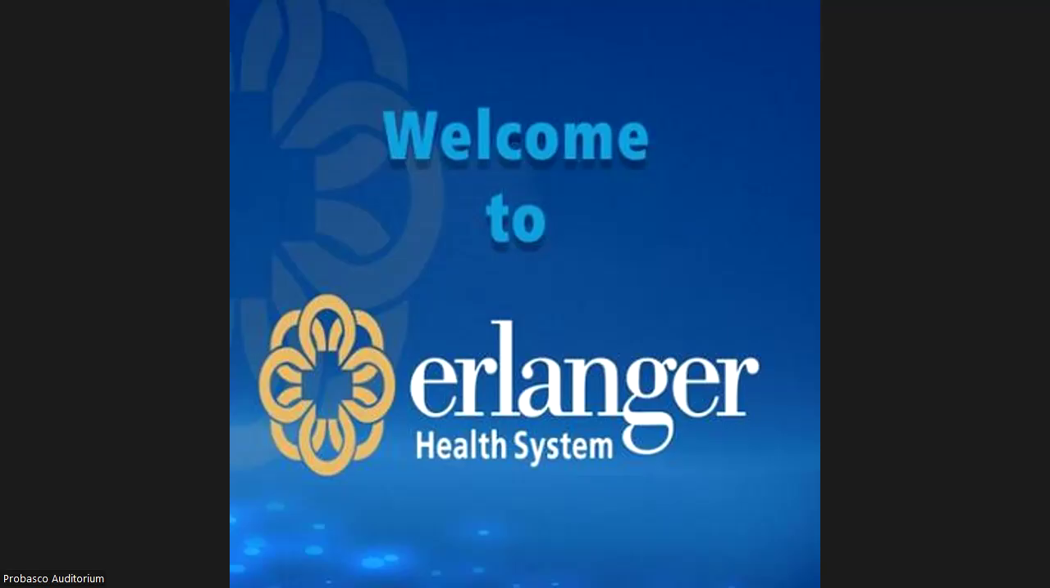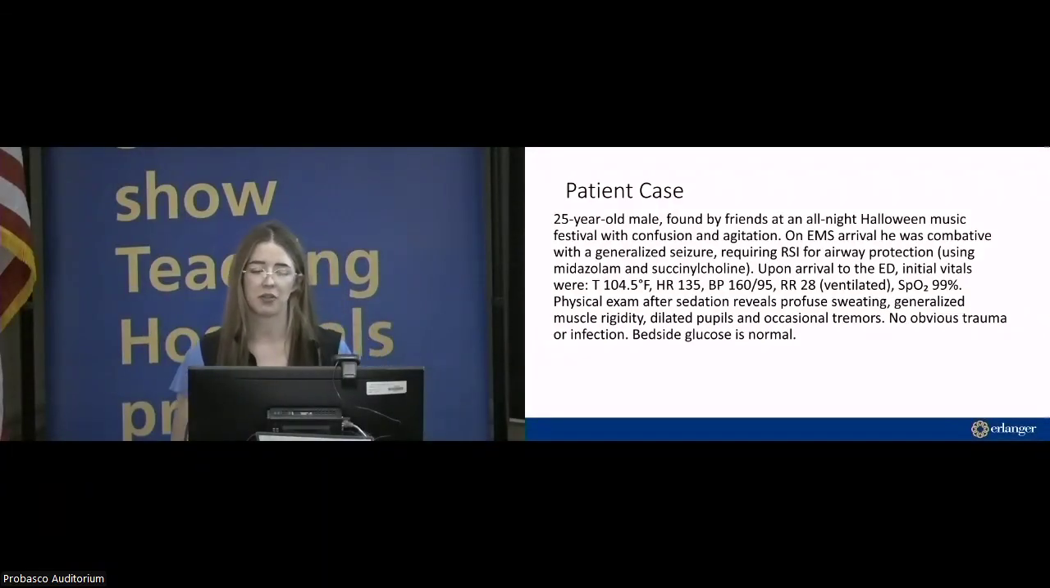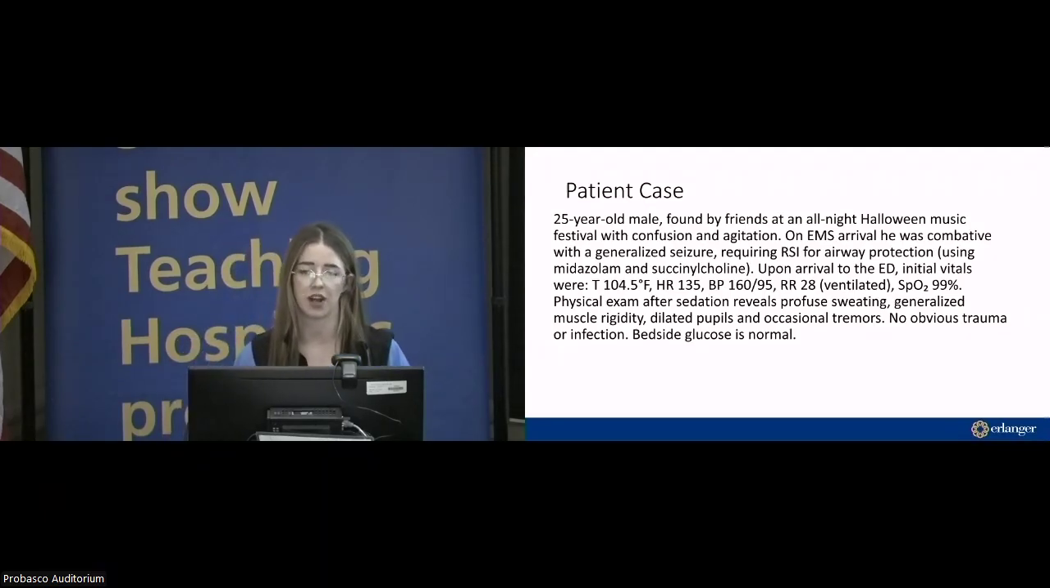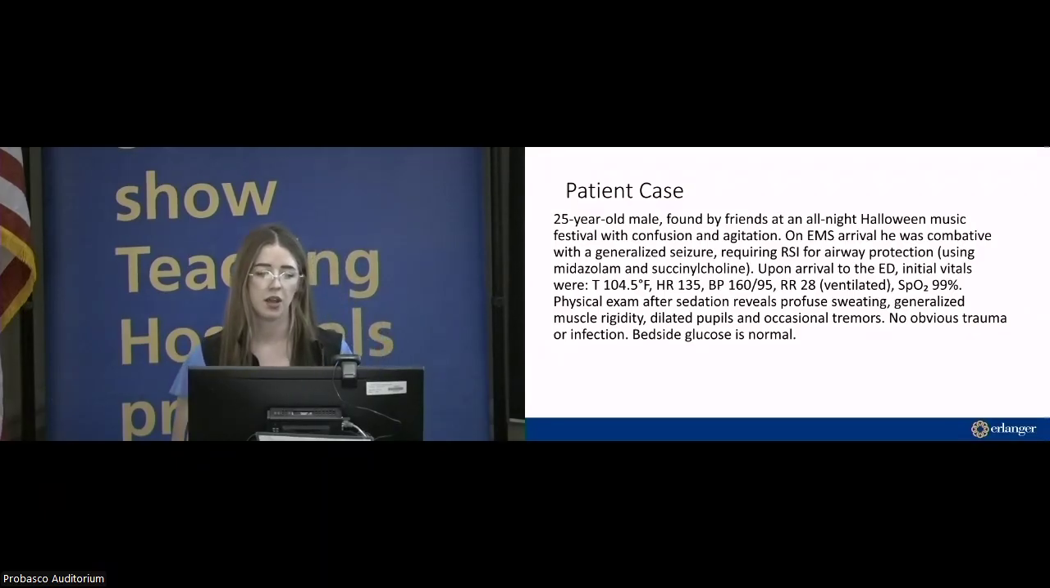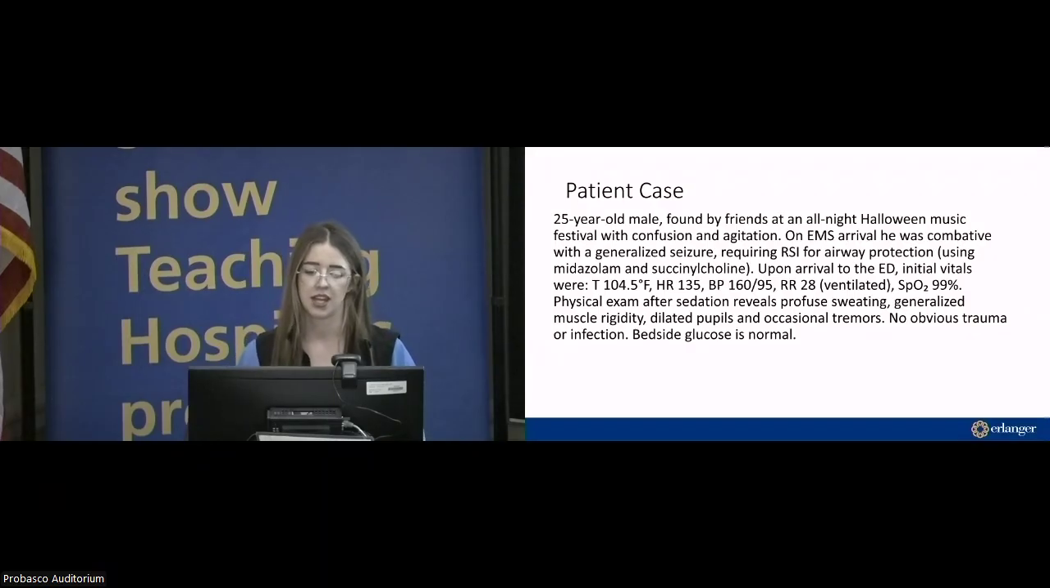This is a 25-year-old male found by friends at an all-night Halloween music festival with confusion and agitation. On EMS arrival, he was combative with a generalized seizure that required intubation for airway protection. He was intubated using midazolam and succinylcholine. Upon arrival to the ED, some of the initial vitals were a temperature of 104.5 degrees Fahrenheit, a heart rate of 135, blood pressure 160/95, and a respiratory rate of 28.